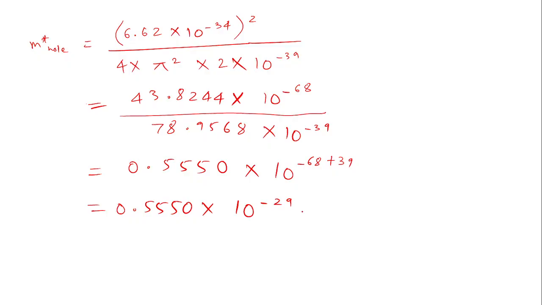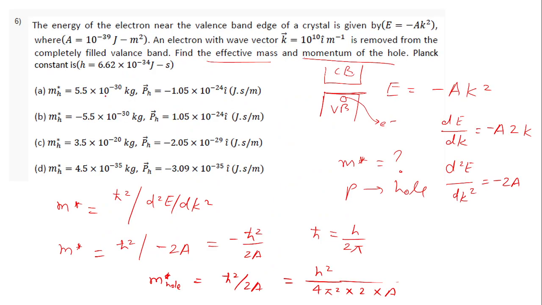And this effective mass is in kg, and if I shift the decimal, it will be 5.55 times 10 to the power minus 30 kg. So this is the effective mass of the hole. If I put a negative sign here, then it will be the effective mass of the electron. So the correct answer is the first one, because all the others give the effective mass of the electron. This is not what we are getting.